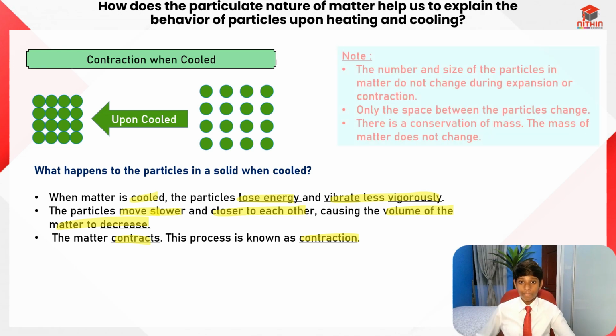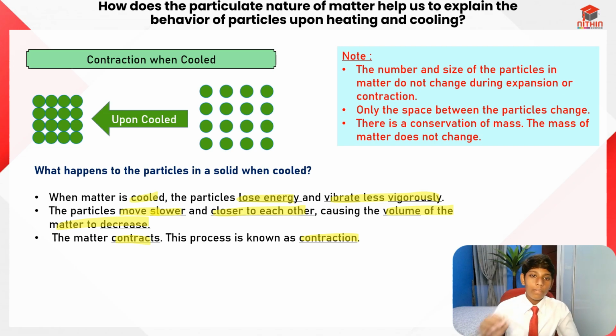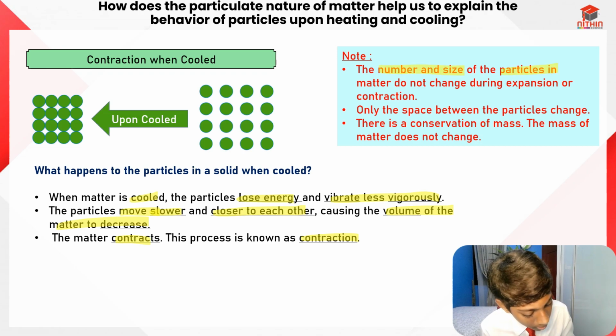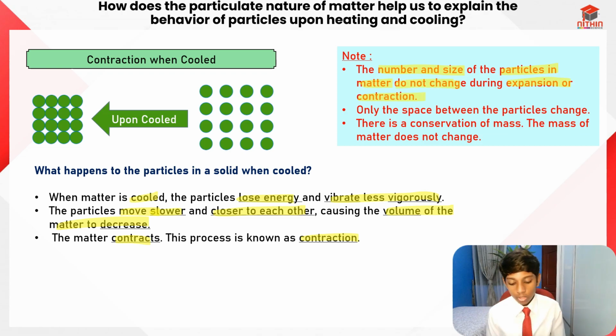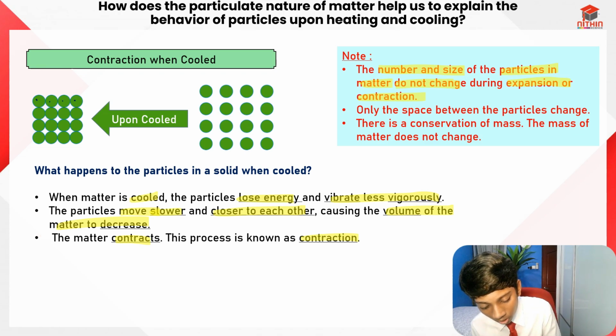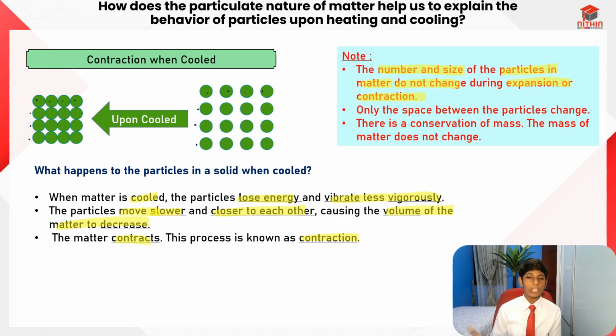Now let's move on. There's something that you need to take note of. The number and size of particles in matter do not change during expansion or contraction. So they do not change. Look at this. There are 16 particles here, and there are also 16 particles here. So the number of particles does not change, nor does the size. The size remains the same as well. So what does change?